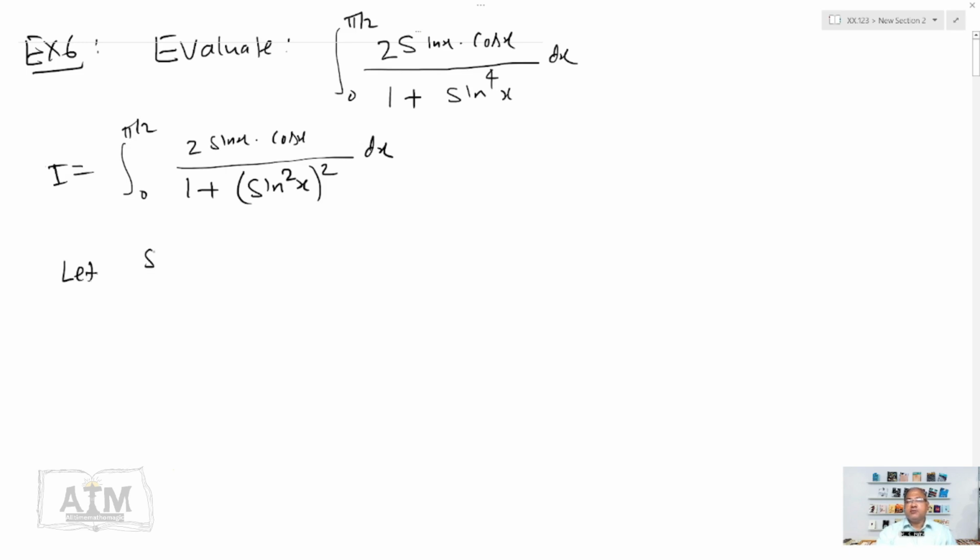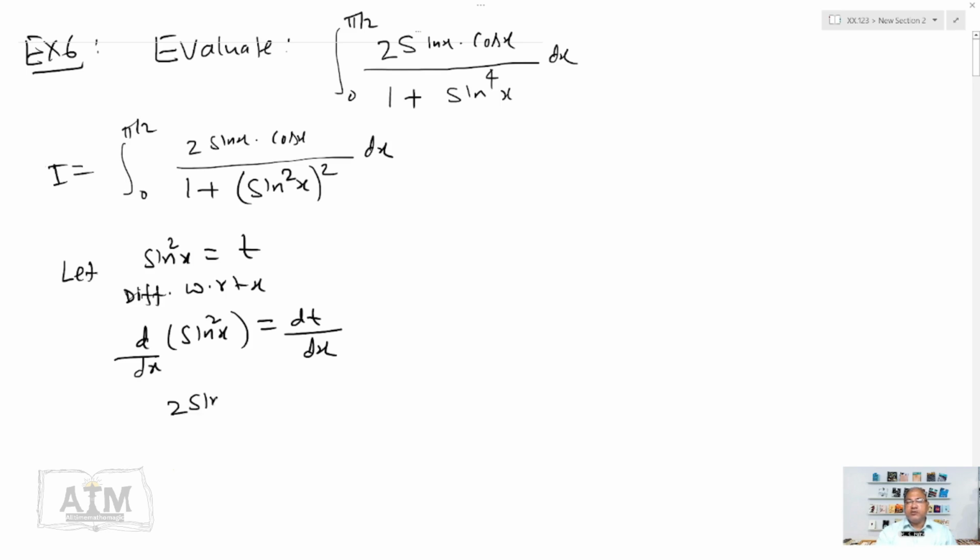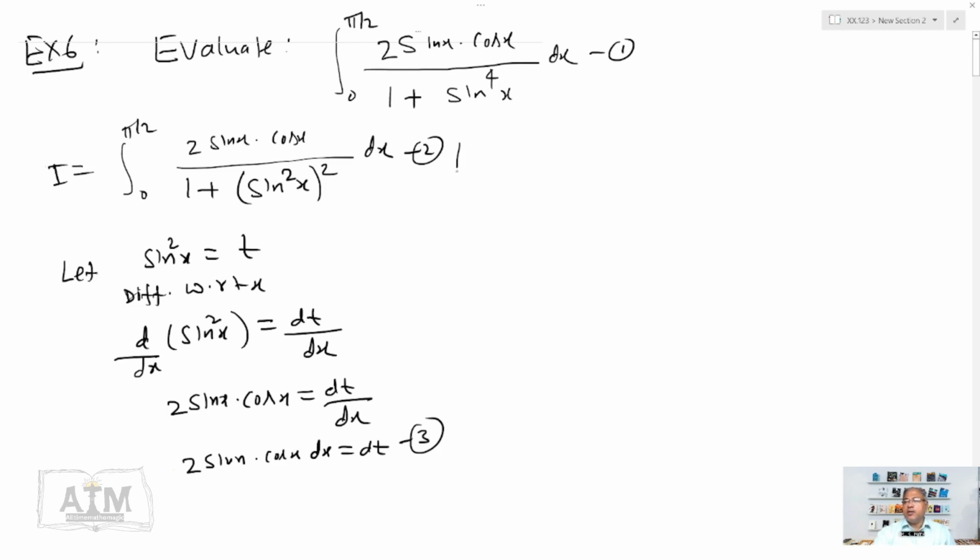So let sin square x equal t, differentiating with respect to x. So the differentiation of sin square x with respect to x equals dt by dx. The derivative of sin square x is 2 sin x, and the derivative of sin x is cos x, equals dt by dx. Therefore 2 sin x cos x dx equals dt. Call it 1, call it 2, and call it 3.